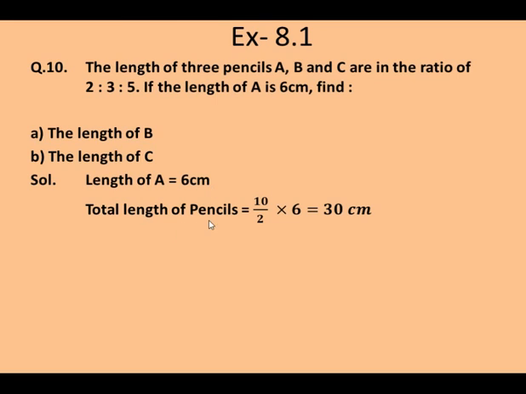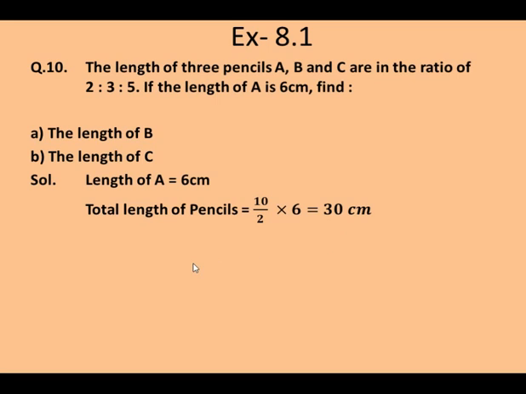So to find total length of pencil, sum of ratio upon the ratio of given quantity into the given quantity. Given quantity is length of A. So ratio of A is 2 here. So 10 upon 2 into 6, what we have got, 30 centimeters. Okay. So total length of pencil, all the 3 parts is 30 centimeter.